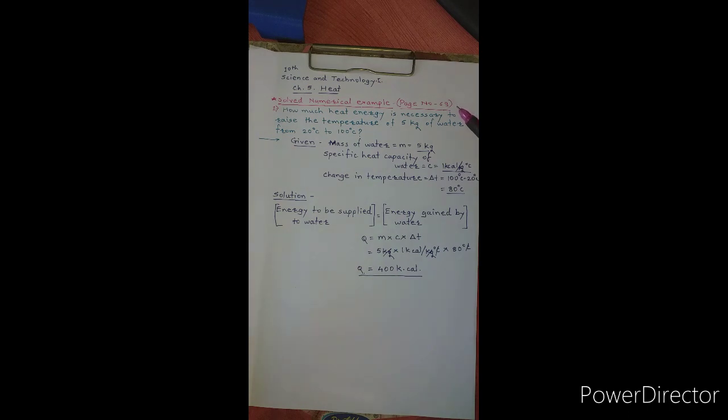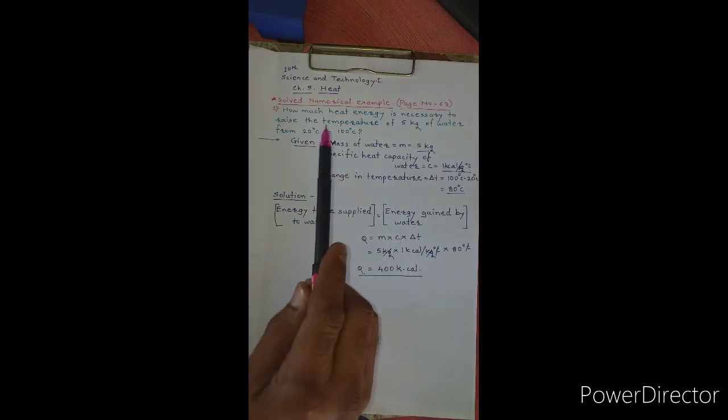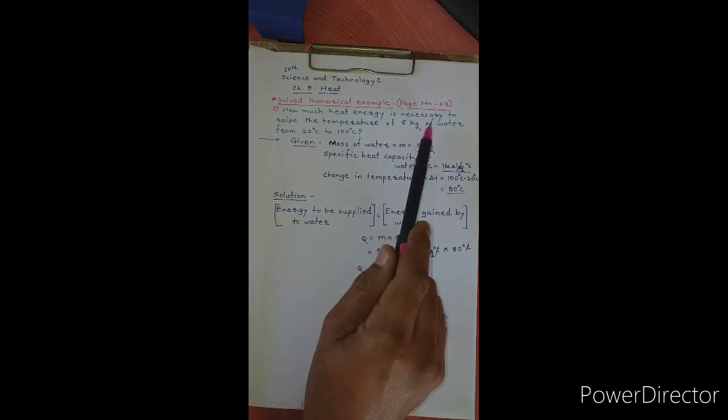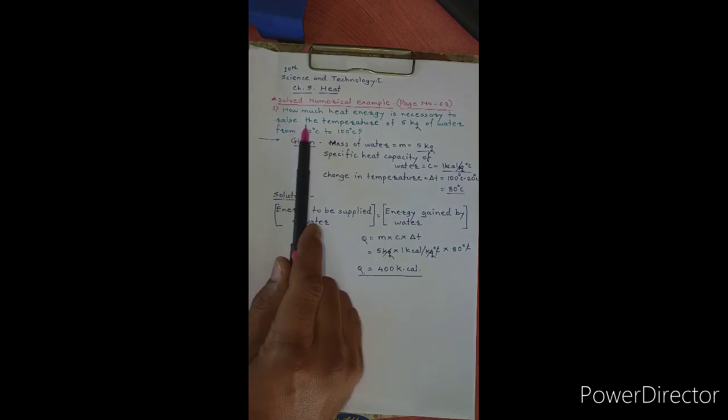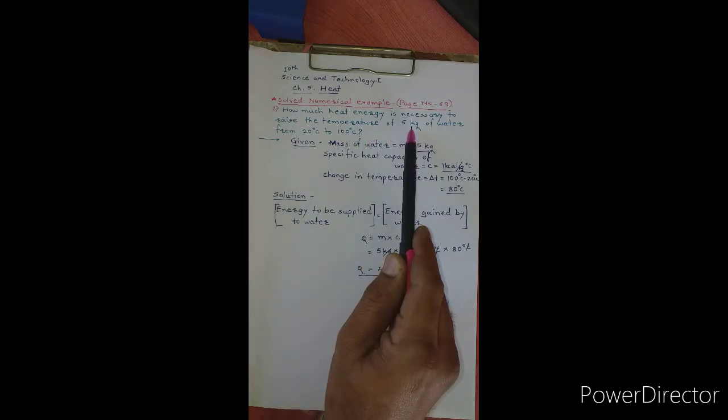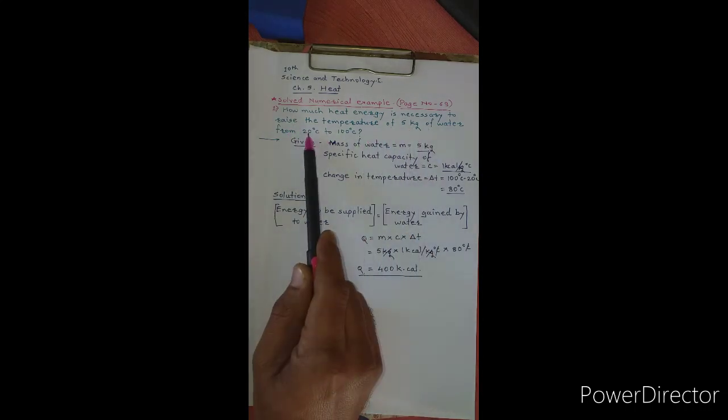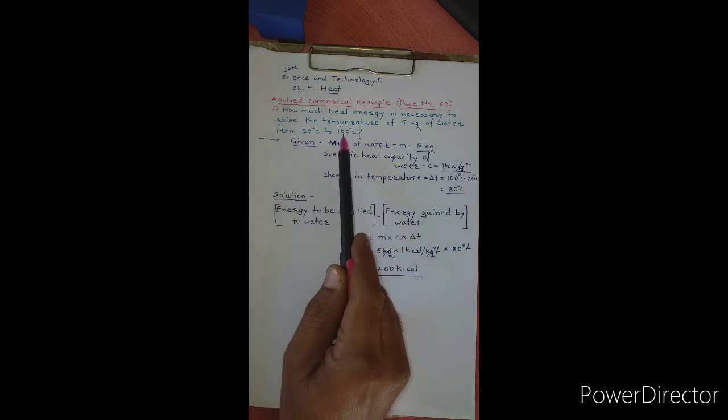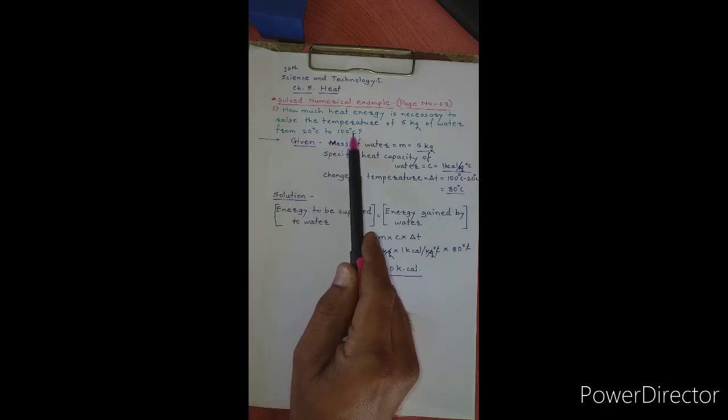Now on page number 69, the example given is: how much heat energy is necessary to raise the temperature of 5 kilograms of water from 20 degrees Celsius to 100 degrees Celsius?